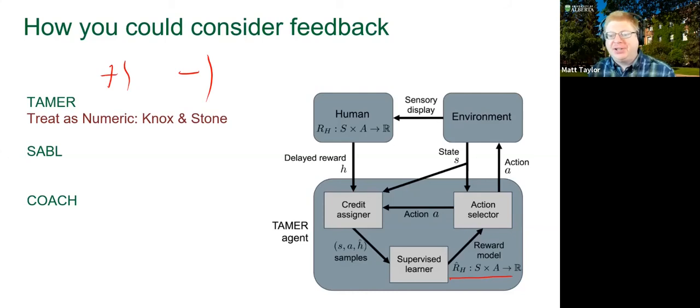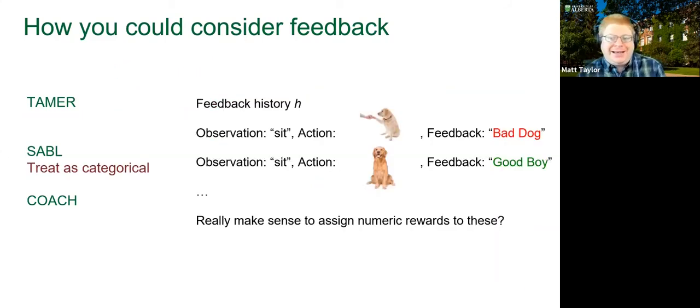In contrast to that is Sable. The idea behind Sable is you have this feedback from people. Why are you treating it as numeric? So if I say sit and the dog tries to shake, I say bad dog. If I say sit, the dog sits, I say good boy. Why is bad dog minus one? Why isn't it minus five? And if I don't say anything, why is that necessarily zero?